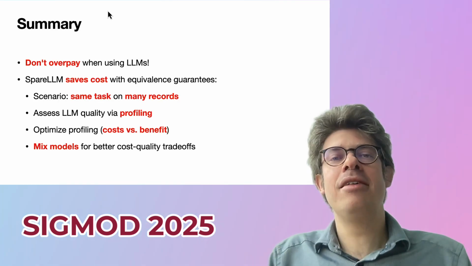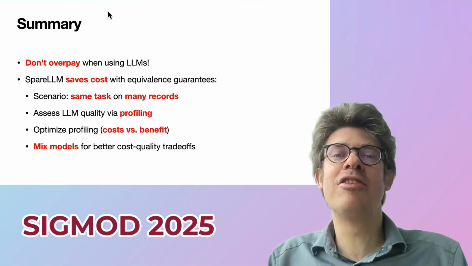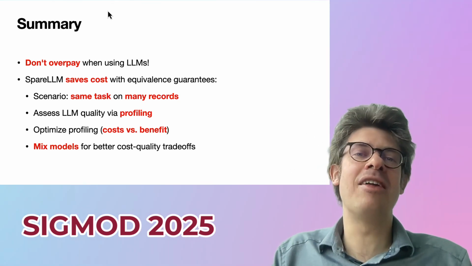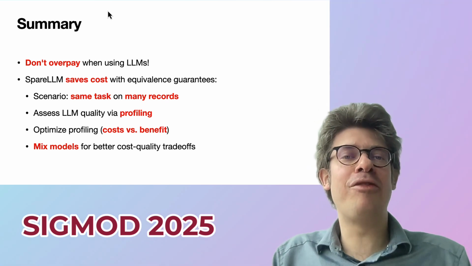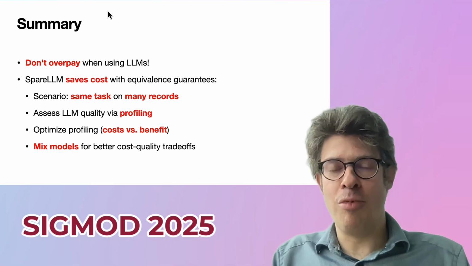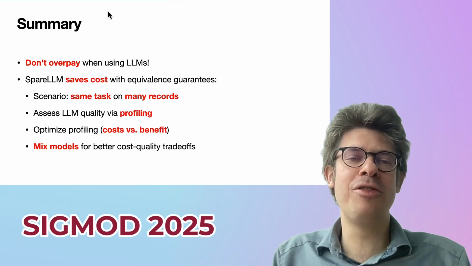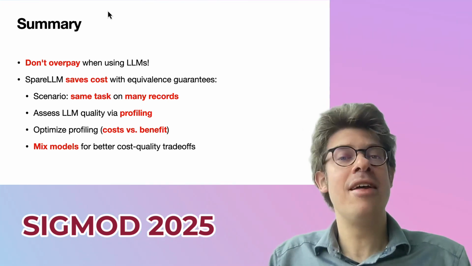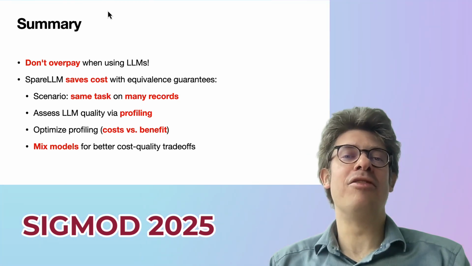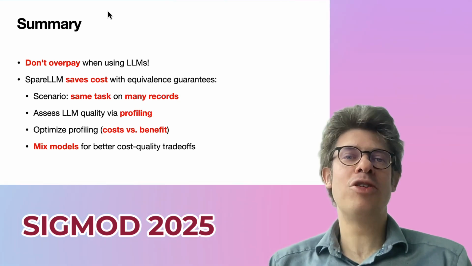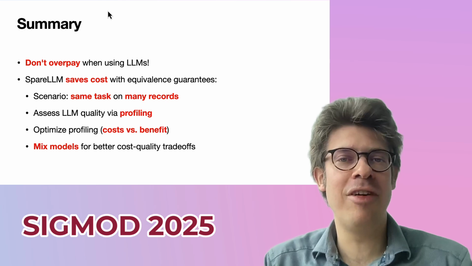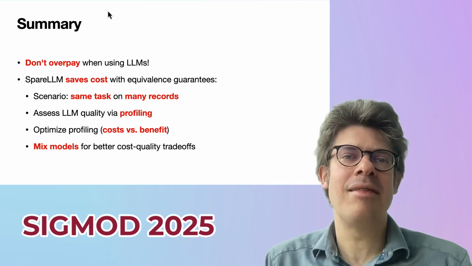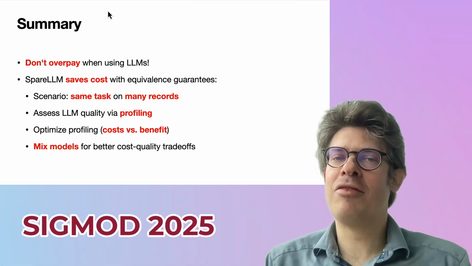So, in summary, don't overpay when using large language models. It doesn't always have to be the largest model for each task. You can often get almost the same output with some of the much cheaper models. And SpareLLM helps users to do that. It saves costs with equivalence guarantees. So you specify a ratio of cases in which your model should produce the same output as the reference model, and then SpareLLM finds the cheapest model that can achieve that for you under those equivalence constraints.